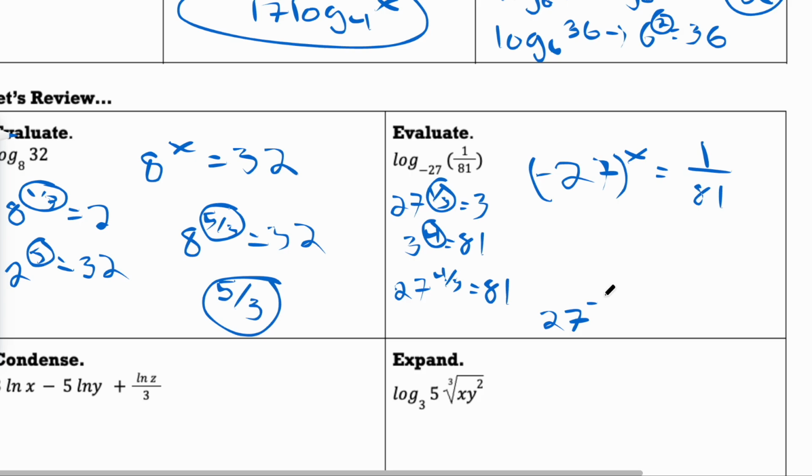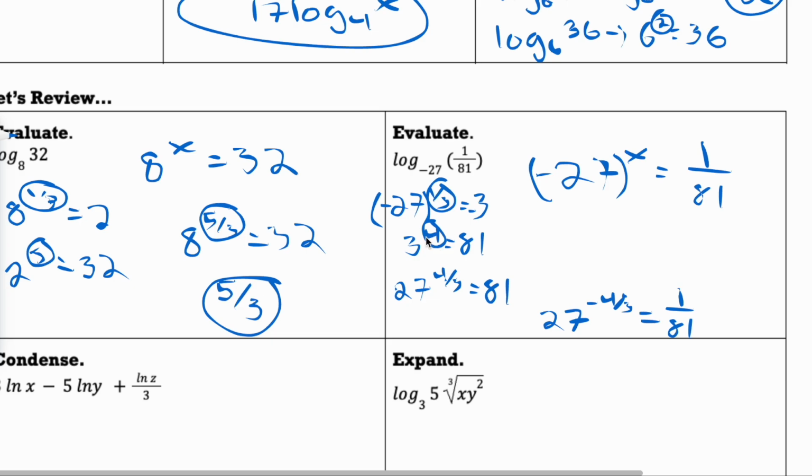if we have 27 to the negative 4/3 power, we're going to get 1/81. And now, even this negative 27 actually is not even going to matter, because let's actually start from the beginning. If we have negative 27 to the 1/3 power, we get negative 3. The cube root of negative 27 is negative 3, meaning negative 3 times negative 3 times negative 3 is negative 27.